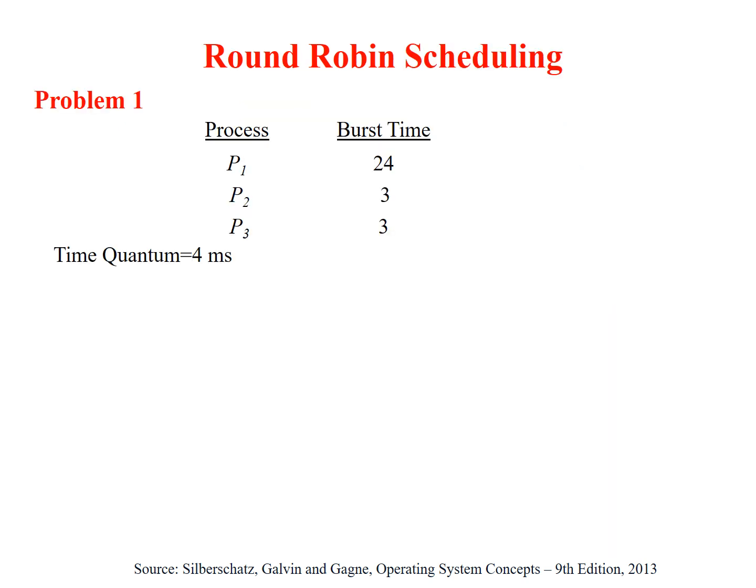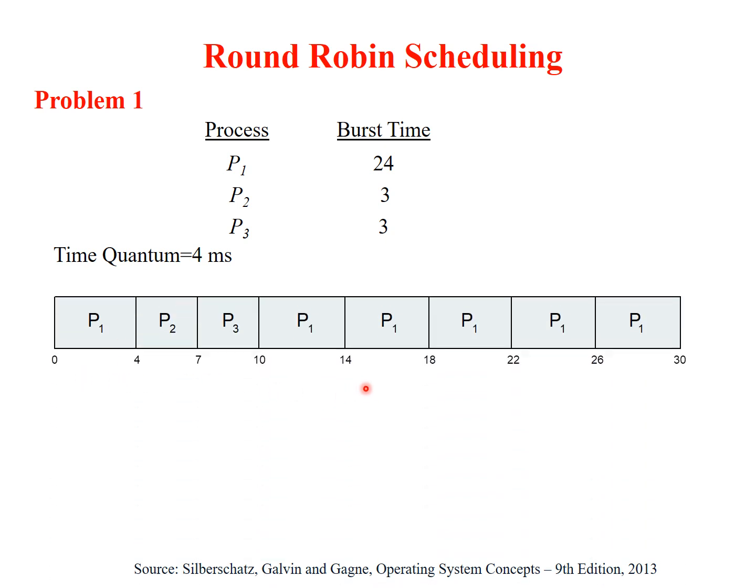Let us see a problem here in the round robin scheduling. There are three processes given and the corresponding burst times are also listed. The time quantum defined here is 4 milliseconds, which means each process will be given a chance to execute for 4 milliseconds, after which if any burst time is remaining, it will be added to the end of the ready queue.